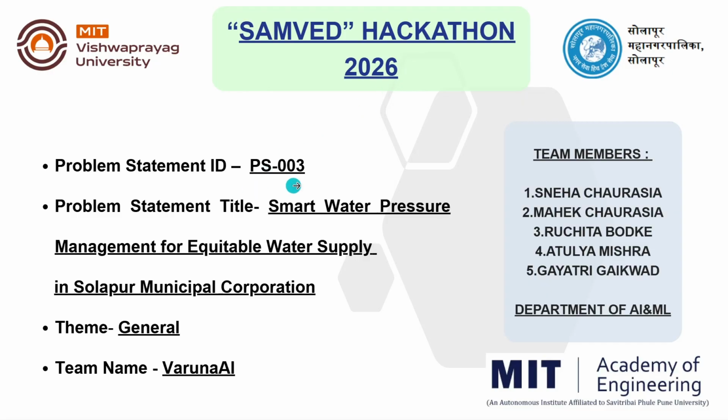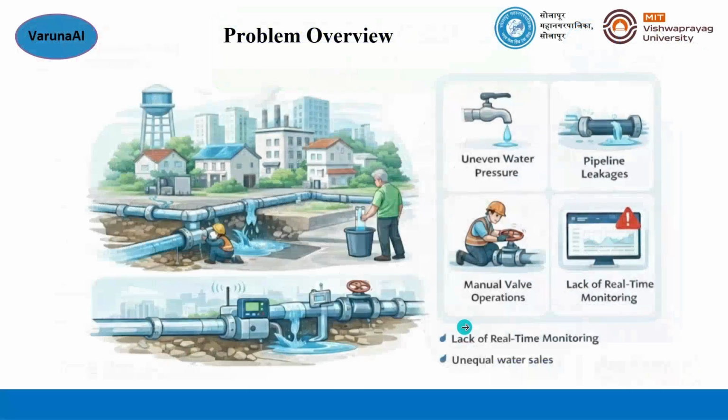Our problem statement PS003 focuses on smart water pressure management for equitable water supply in Solapur Municipal Corporation. This project aims to design a data-driven, smart system that ensures fair and reliable water distribution across all zones in Solapur. So let us now understand the problem context.